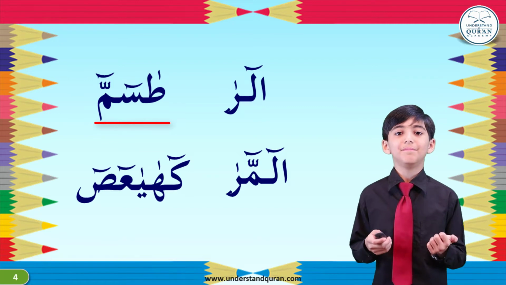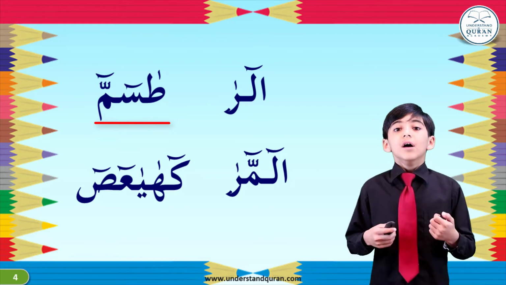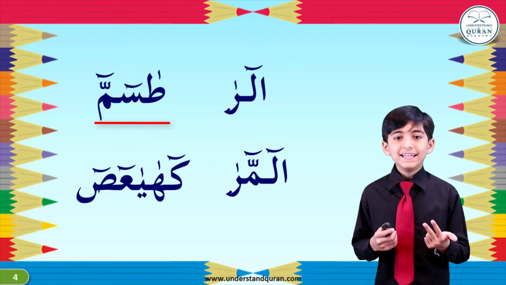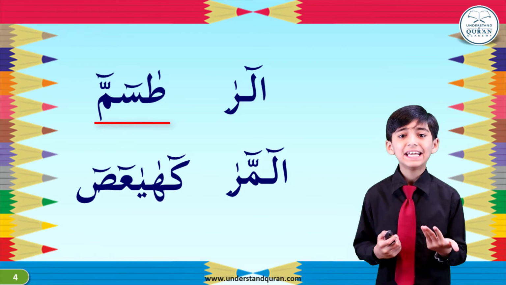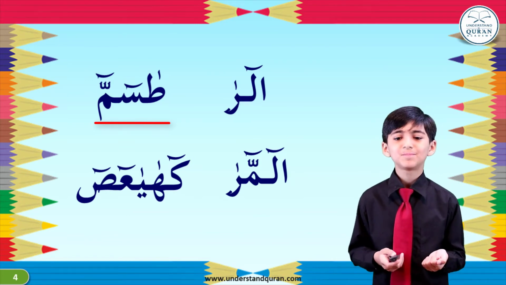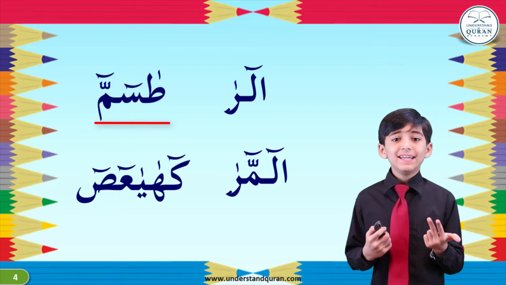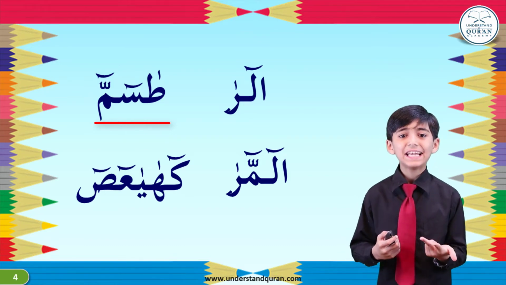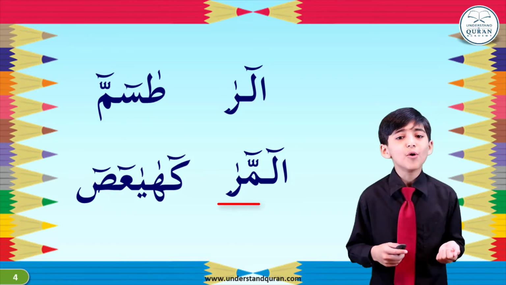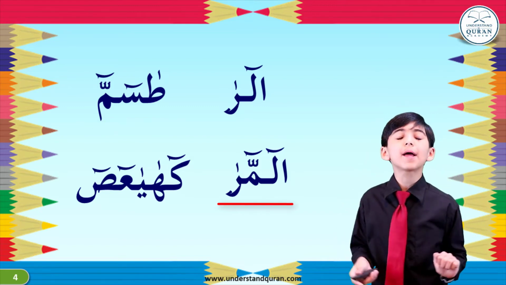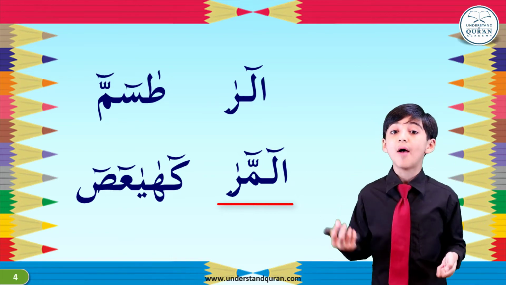Tasim, mim. Tasim, mim. Tasim, mim. So, another long one. 6 for lam, 2 for mim, ghunna, and then 6 for mim, and then 2 for ra.